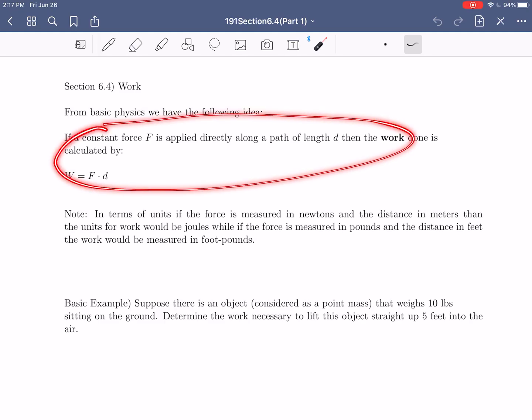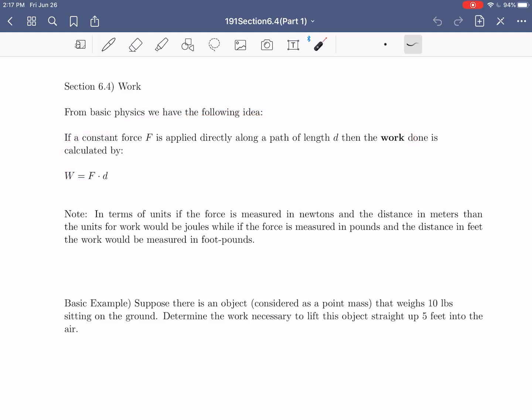The limitation of this formula, of course, which is what integration is going to help us overcome, is that this formula basically only works when you have a constant force applied along an entire path of length d. So if the force that you're applying changes over the path, this formula isn't going to apply. And if you have different pieces of whatever you're lifting or moving that need to travel different distances, this formula isn't going to apply. This formula only applies when you have a constant force applied along a single path.